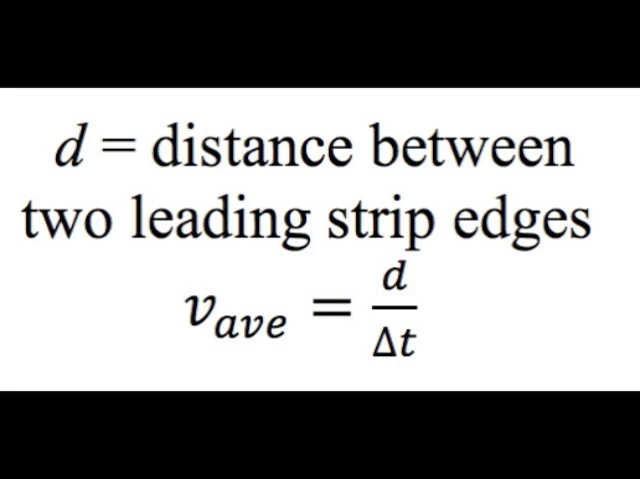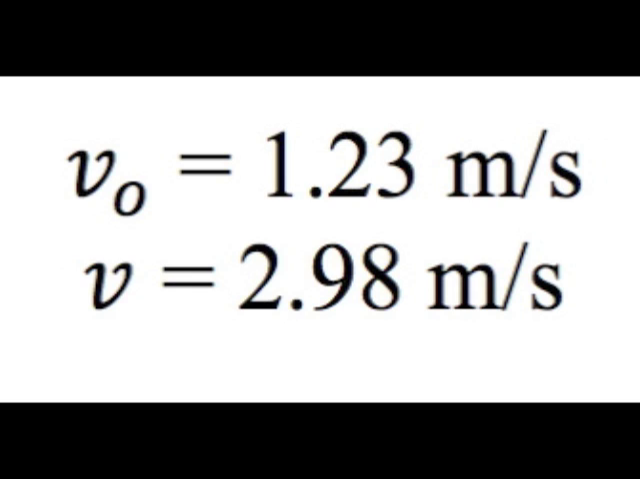The distance between the 2 leading edges of the 2 strips of tape on the plexiglass can be measured, and with the time interval measured by the app, we can find the average velocity as it passes each of the 2 photogates. With a d value from leading edge to leading edge of 12 centimeters, we find, using the timing data from the app, that the velocity at the first photogate is 1.23 meters per second, and at the second gate, 2.98 meters per second.